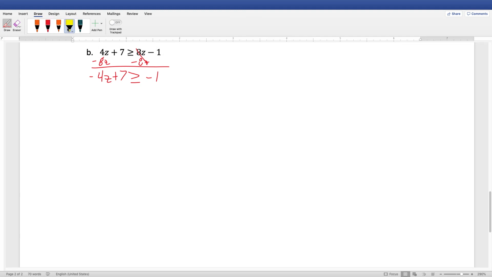Now I have all my z's on the same side. I'm trying to isolate my z, so I need to get rid of my 7. I'm going to subtract 7 on both sides. When I subtract 7, my 7s cancel. I'm left with negative 4z is greater than or equal to negative 8. Still trying to isolate my single variable, so now I'm going to divide by negative 4. When you divide both sides by negative 4, you have to change the direction of your inequality because you divided by a negative, so z is now less than or equal to 2.